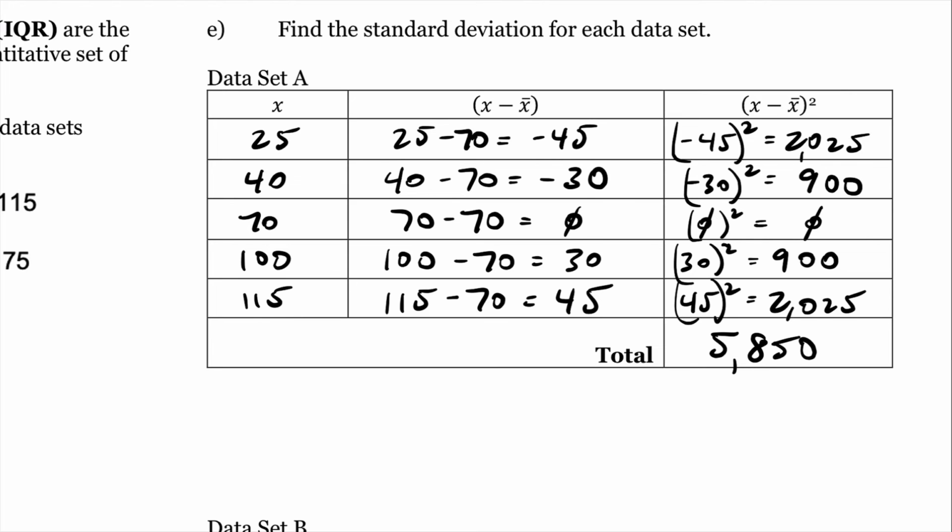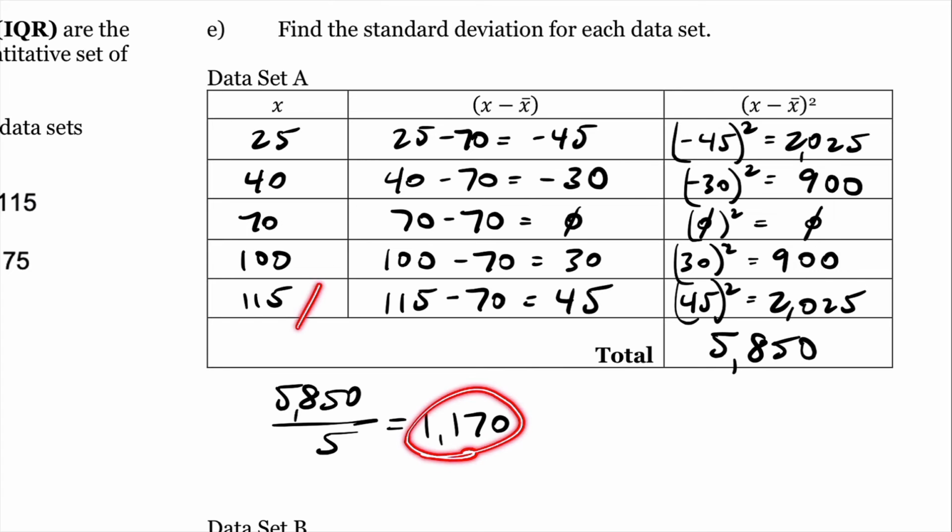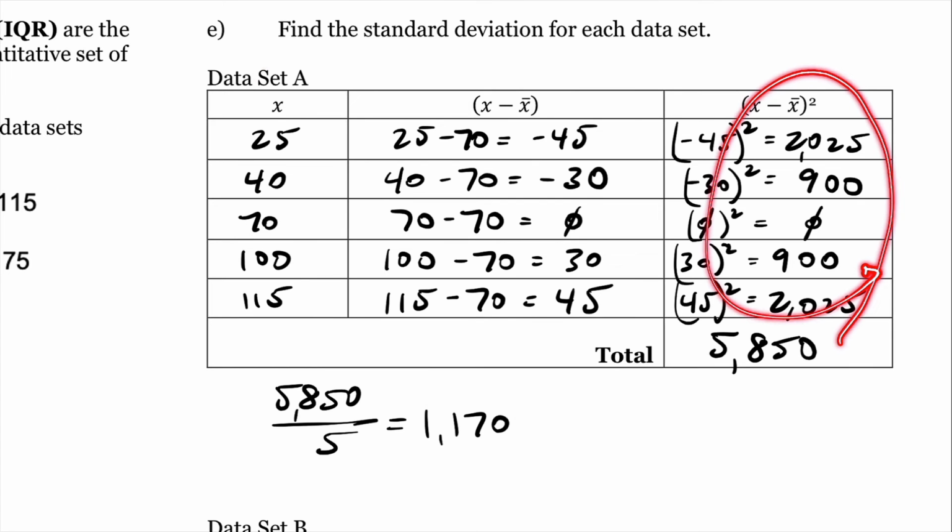Okay, the next step is to divide by the total number. How many numbers total were on our list? 5. So I divide by 5. I got 1,170. What do you notice about that number compared to the numbers on my list? It's a lot higher. It's inflated. Why is it inflated? Because I squared them. So I've got to bring them back down to earth. How do I bring that number back down to earth?